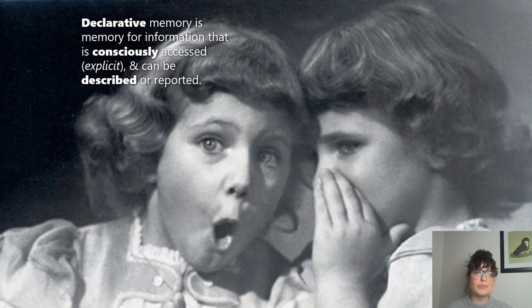In comparison, declarative memory is memory for information that is consciously accessed. You are aware of how you're accessing it, and it can be described or reported. So things you can declare or verbally talk about. And this is where semantic and episodic memories are categorized.